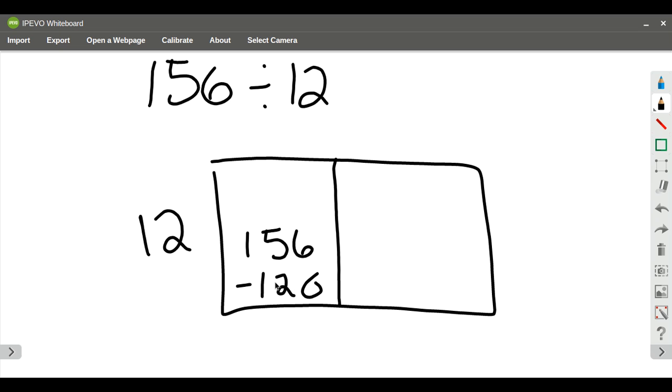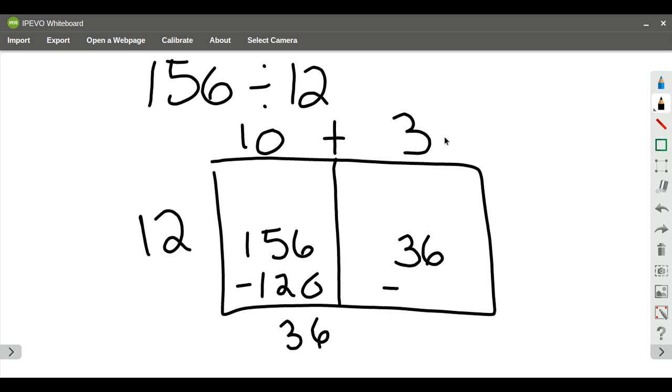12 times 10 is going to get me to 120. And then what's left is going to be, I'm going to do 6 subtract 0, I get 6. 5 subtract 2, I get 3, so I have 36. 36 comes over into my next column, and I'm going to do 36 subtract. And then I have to figure out how many ones I multiply 12 by to get to 36. So it's going to be 12 times 3. So 12 times 3 is going to be 36. 36 subtract 36 is going to be 0.